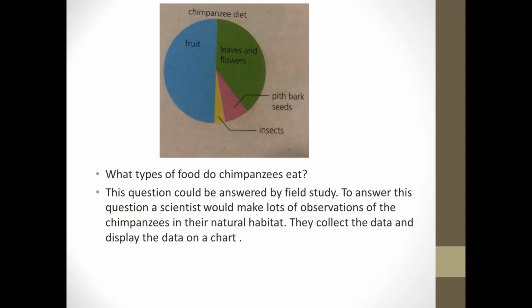So we do an observation. What is this animal eating every day, every hour, every duration of time? Then we collect the data. On day 1, they eat fruit, leaves, and flowers. Day 2, they eat seeds, insects. Okay, day 4, day 5. We collect all the data and we can draw a chart. So this is the field study. This question can be answered by a field study.